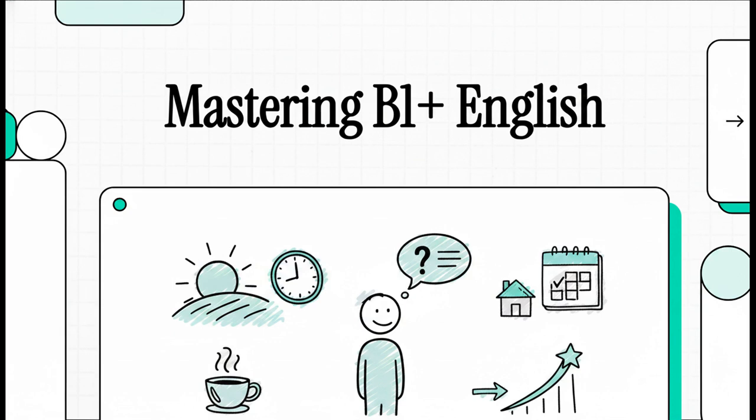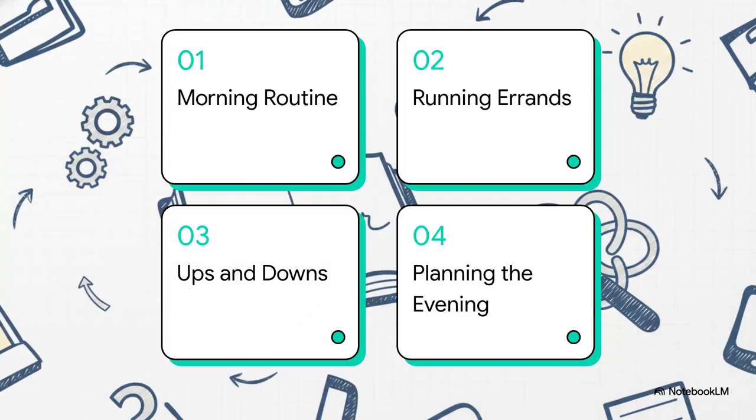If you want to sound way more natural when chatting about your daily routines, your emotions, and your future plans, you are definitely in the right place. Okay, let's dive right into this. We're going to follow the natural progression of a typical day. Number 1, the morning routine and personal care. 2, running errands and causatives. 3, dealing with the ups and downs using emotion idioms. And finally, number 4, planning the evening with future time clauses.